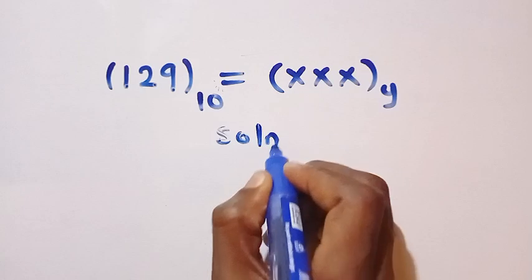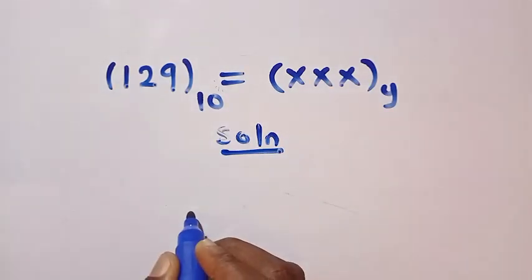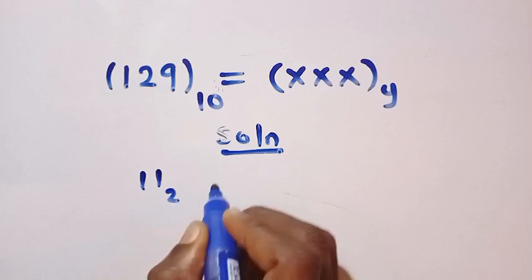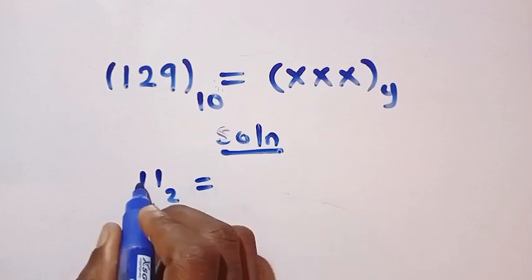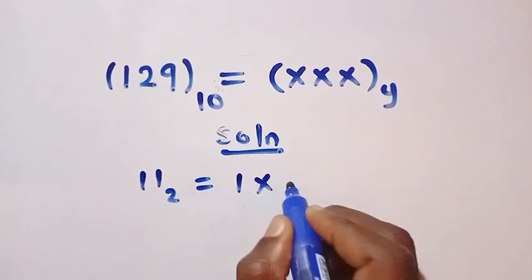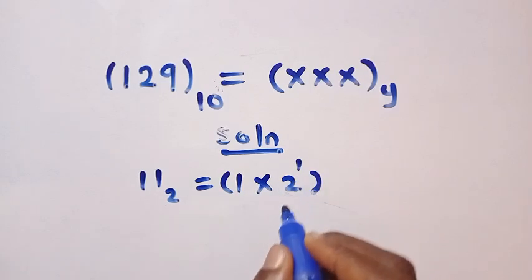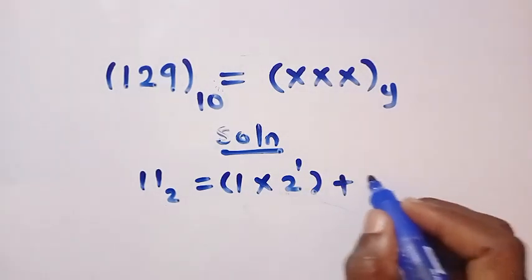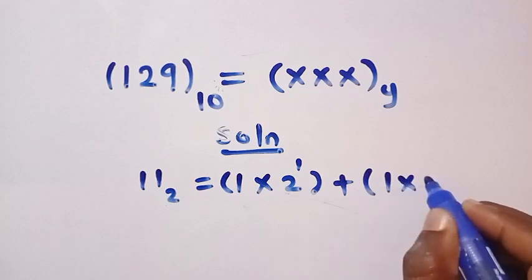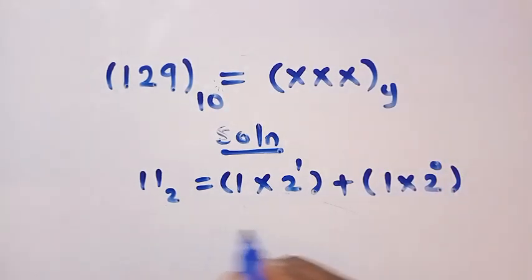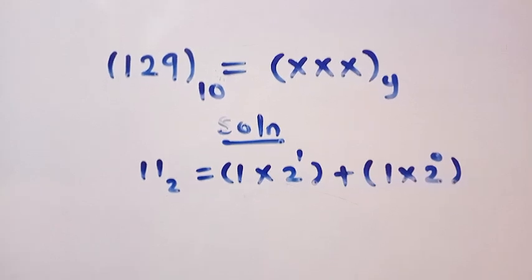Suppose we consider the solution from here. If you have an expression like this, suppose I have 1 in base 2. This shows that we are going to be multiplying 1 by 2, then we bracket it. Then this 1 is raised to power 1, plus also we have 1 multiplied by 2 raised to power 0. So this is a kind of number base.